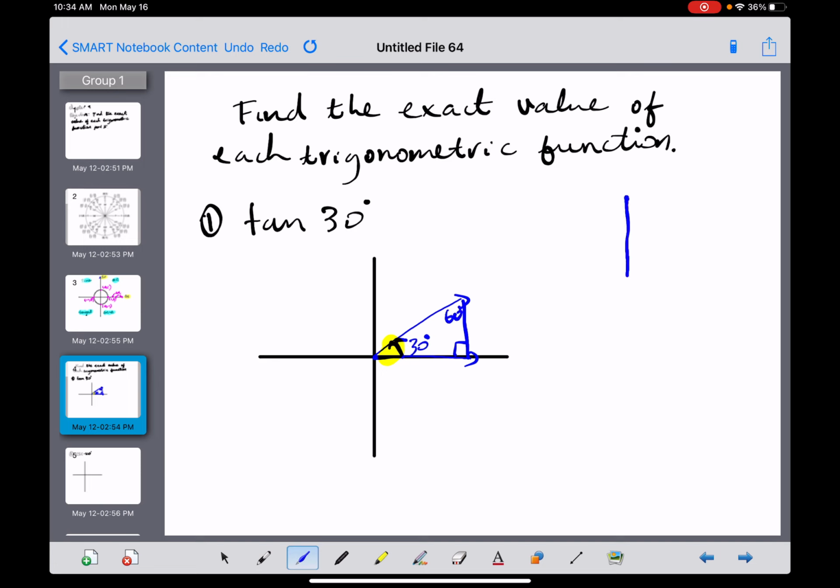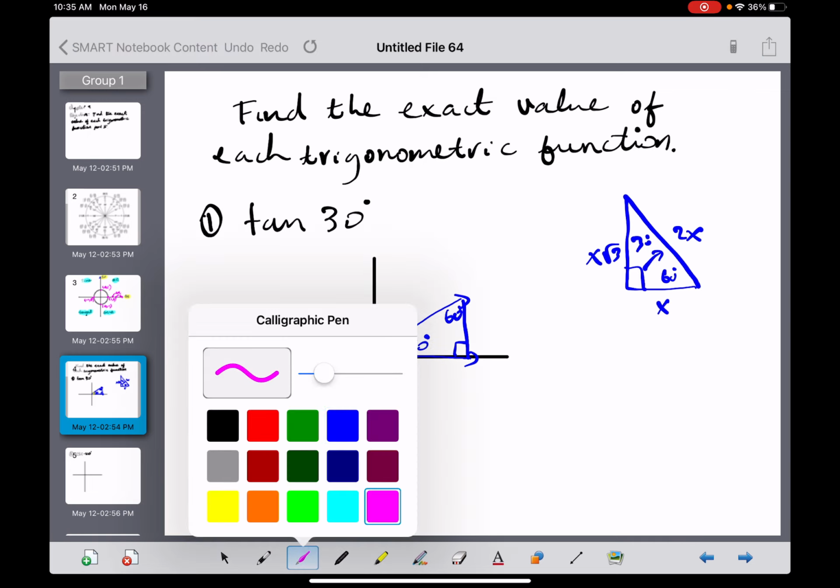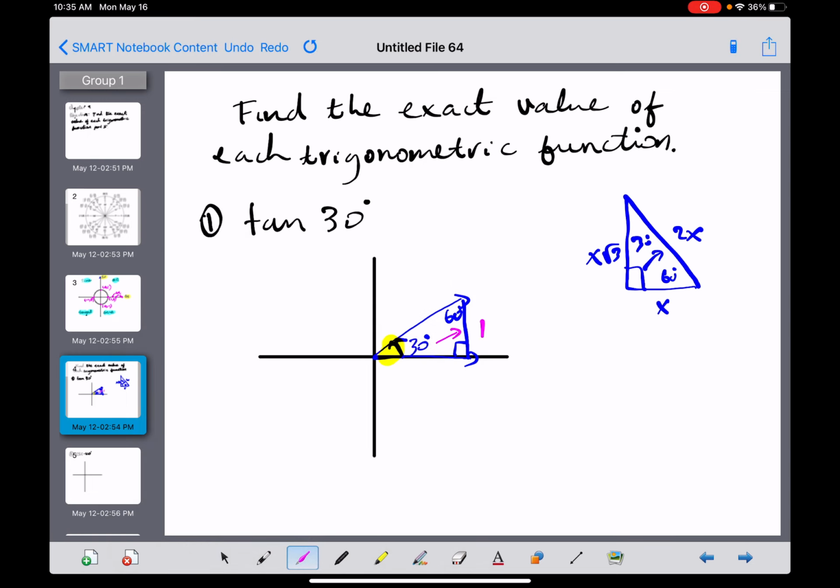Now remember, in the 30-60-90 special triangles, across from 30 was x. Across from 60 was x square root of 3. And across from 90 is always 2x. We're going to label the sides, but we're not going to use x, we're going to use 1. So across from 30, which is right here, is 1, across from 60 is going to be 1 square root of 3, and across from 90 is 2.